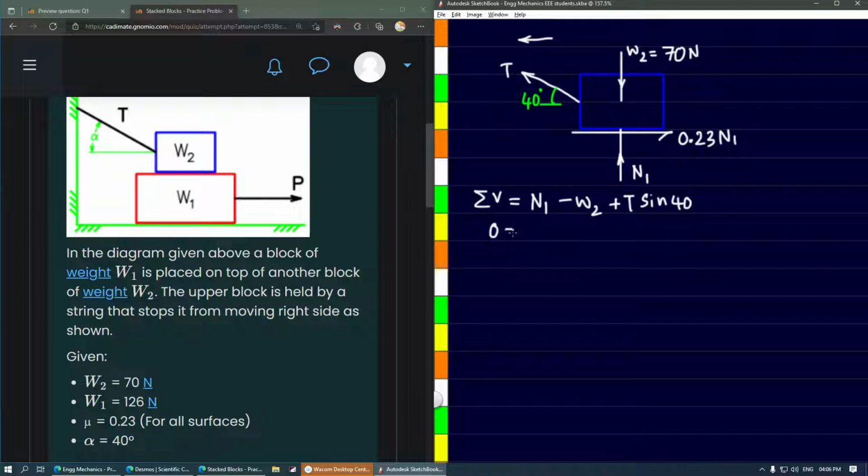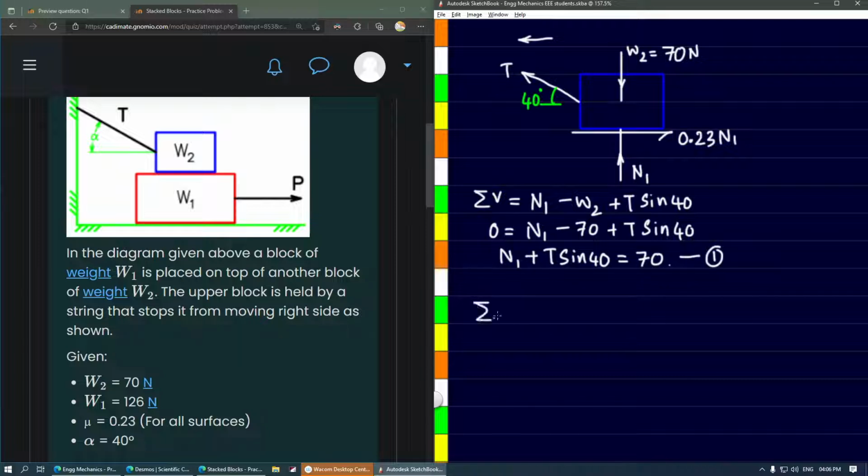Now sigma V is going to be 0, N1 we don't know, keep it as it is. W2 is given, let us substitute that. T as well we don't know, and angle of course is given as 40 degrees. So we need to bring that in the standard format. Let's take it like this: N1 plus T sine 40 equals 70. Call this as equation number 1.